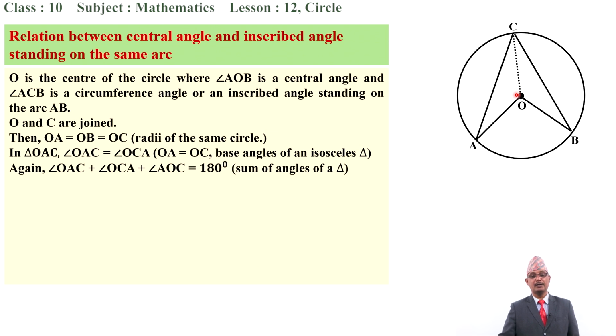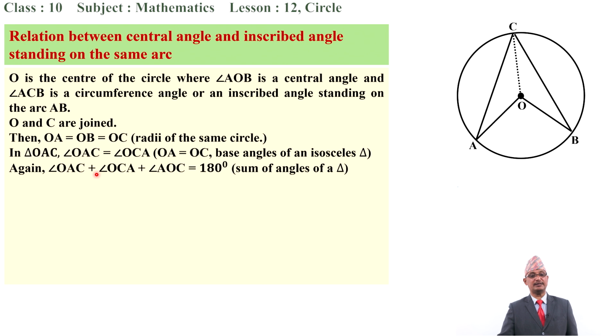We are finding the relation between central angle and inscribed angle. So this OCA is a part of the inscribed angle, whereas AOC is the angle at the center. But this OAC is neither a part of the central angle nor a part of the inscribed angle. So we are going to put in the value of angle OAC.